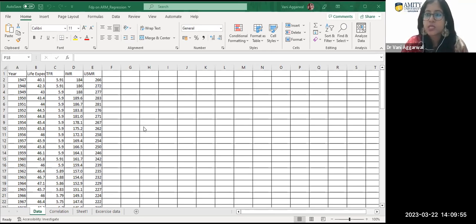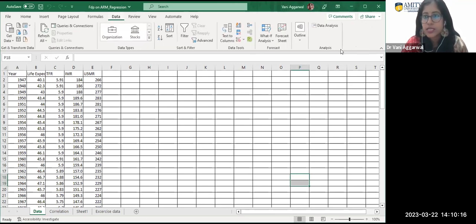So the first step is we will install the analysis tool pack. Those who already have this tool pack in Excel, how to check that? Basically go to data, right? If you click on data, there is this option, data analysis. If this data analysis option is there under data, it means tool pack is already installed in your Excel, right? And those who do not have this option, data analysis, I'll tell you what they can do.